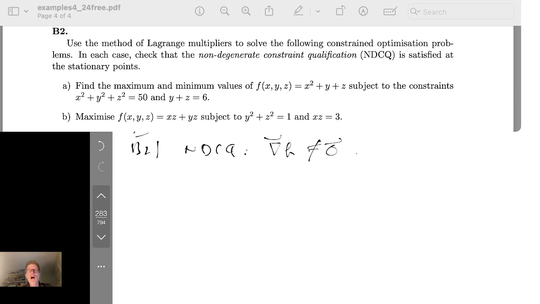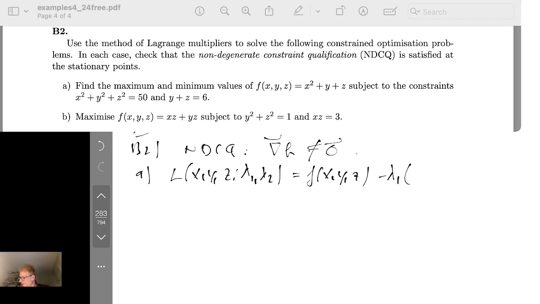So now we have two constraints in B2A. So L of x, y, z, and lambda 1 and then lambda 2, because we have two constraints. So you get f of x, y, z minus lambda 1 of h1 of x, y, z minus c1 minus lambda 2 of h2 of x, y, z minus c2.